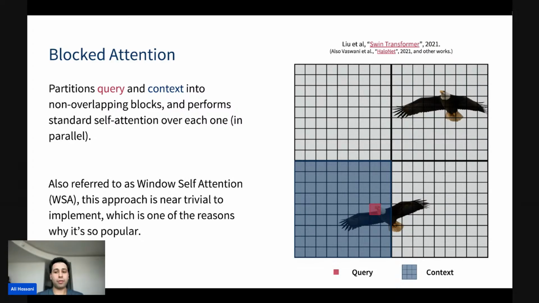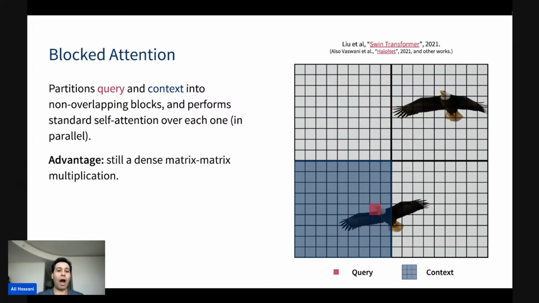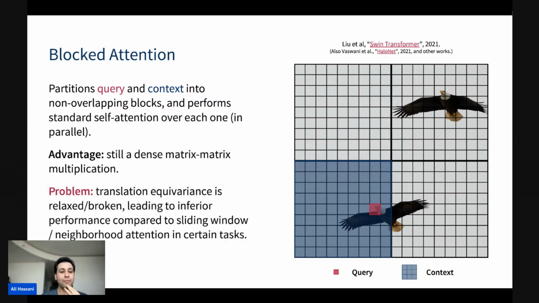You don't need to change anything at the kernel level to implement this, which is why it was so popular. Another advantage is you're still doing dense matrix multiplies on each one of these blocks. But the potential problem is that you lose translational equivariance, or depending on the block size, you either relax it or break it. The more fine-grained and smaller your block size is, the harder it is to tell the difference. But this can lead to inferior performance compared to sliding window or neighborhood attention.